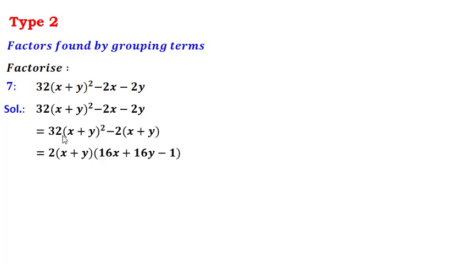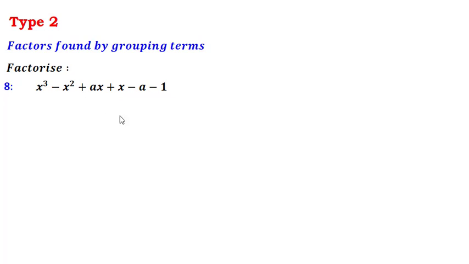If I check this 32 and 2, from this I can take 2 also common. So I have taken 2 common, then I have taken x plus y common. Now inside the bracket I have 1(x plus y) multiplied by 16, so it gives me 16x plus 16y, and here I have taken 2(x plus y) common, so only 1 is remaining. So 16x plus 16y minus 1 is in the second bracket. Thus 32(x plus y) the whole square minus 2x minus 2y gives me 2 into (x plus y) into (16x plus 16y minus 1).